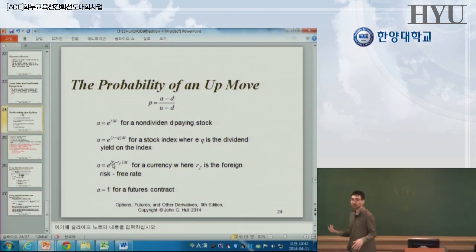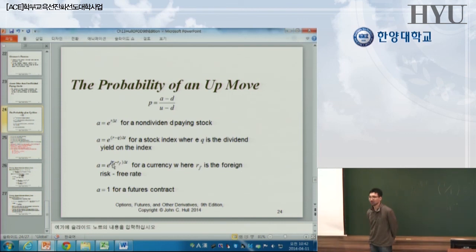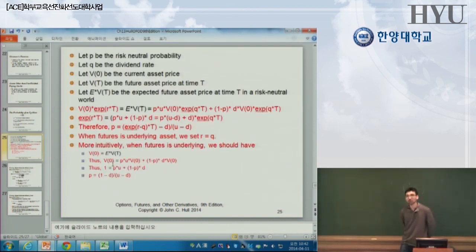So you don't have to memorize anything, right? If you have the intuition, you understand everything. I think that's much better. Okay, any question?